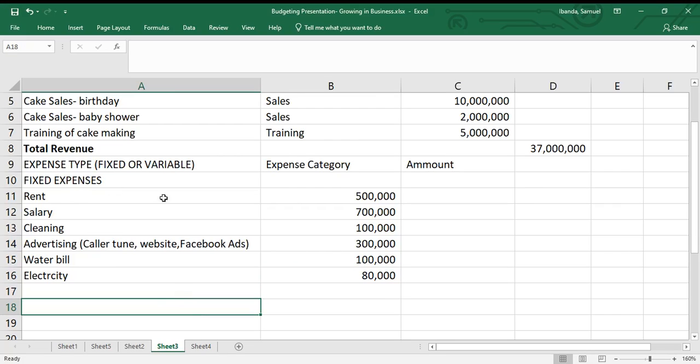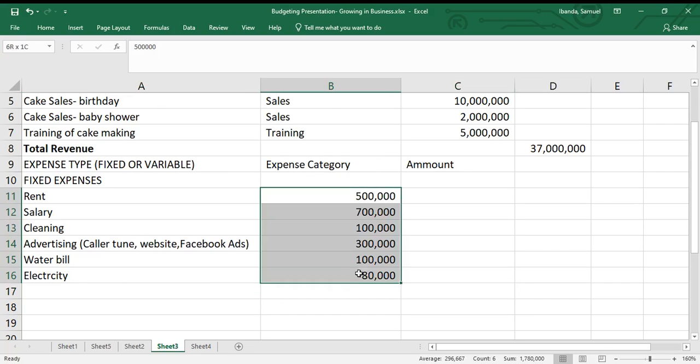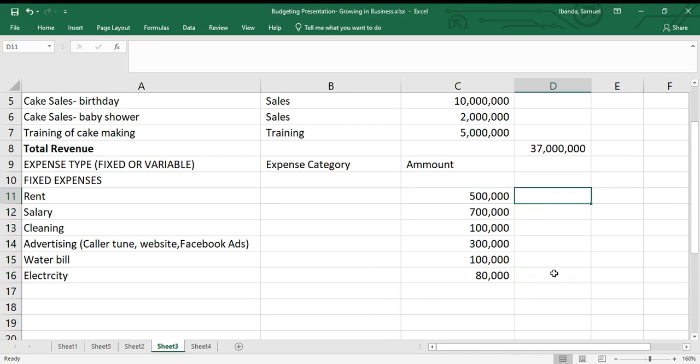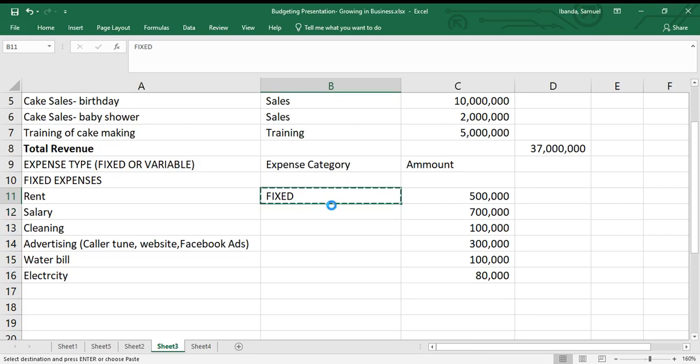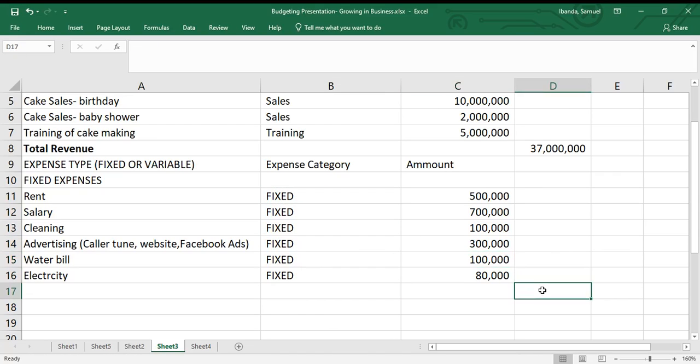So once you have your fixed expenses, you can even get a total of these and put them in this column so you can be able to know. So this is all fixed in terms of category. I'll call this fixed.